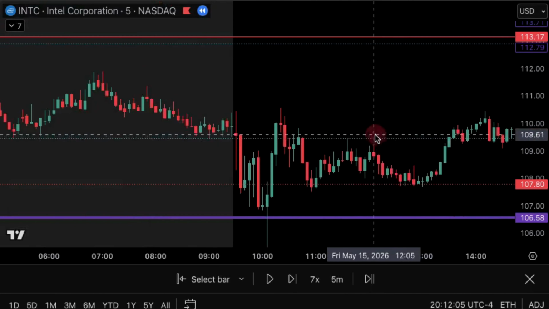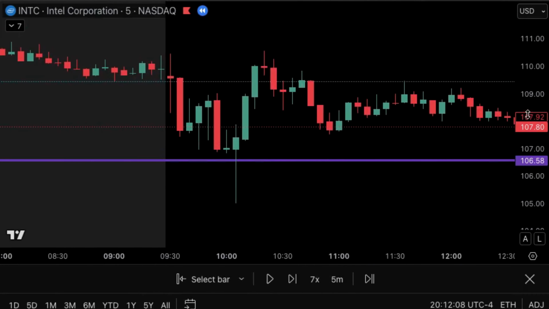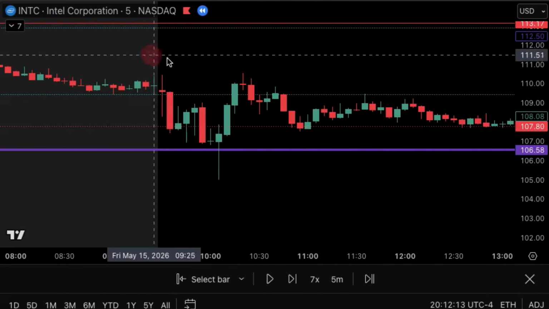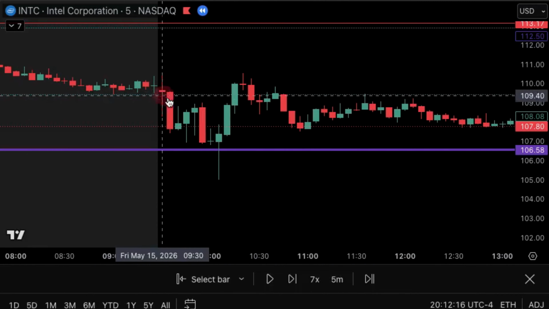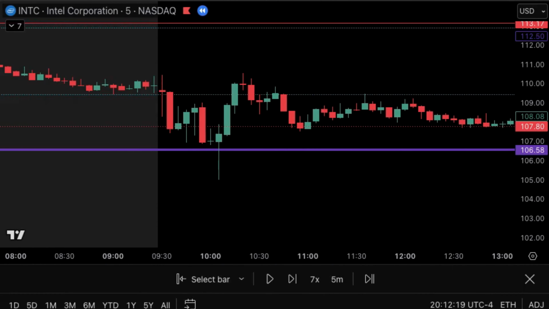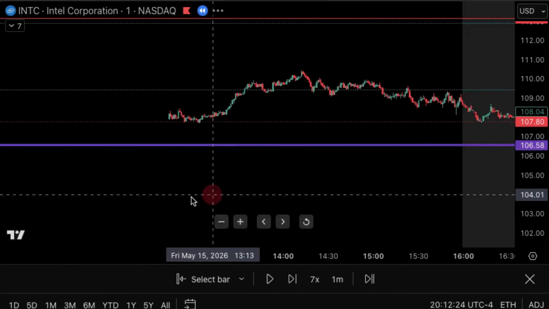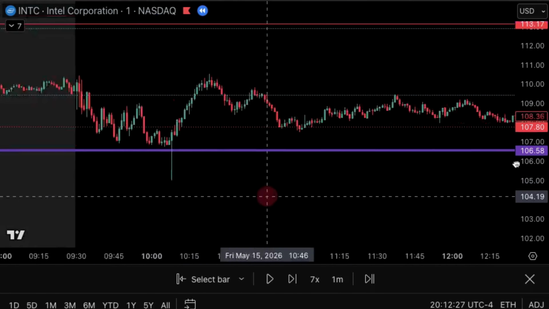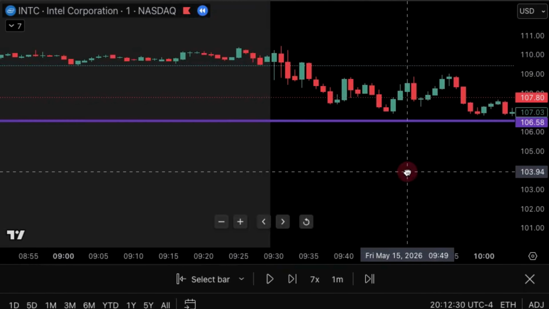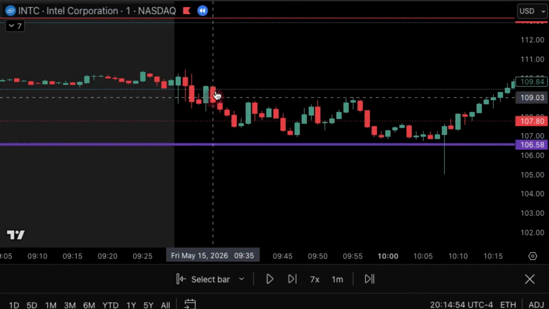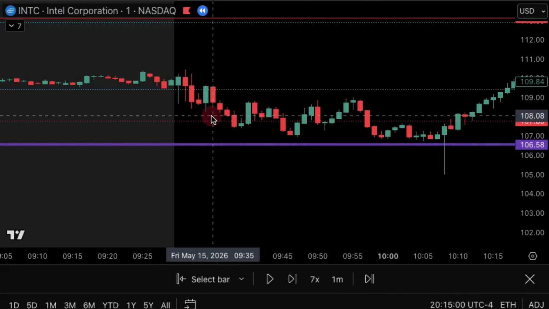So what I did was I waited for a break, and I don't even have it saved anymore, but I got this break here and that I actually entered on a 1 minute candle. So if I go to the 1 minute, so we got this break and then a retest, and this retest is not anywhere as clean as I like to see. On the 1 minute, there's way too much noise.